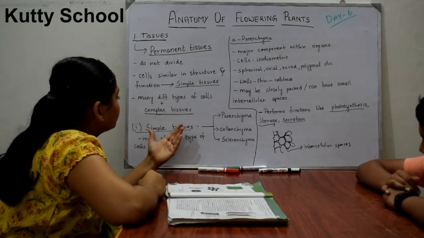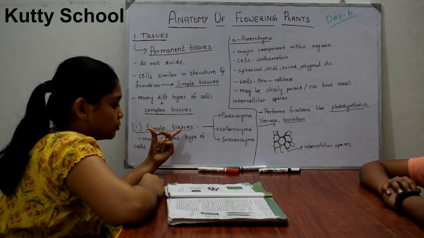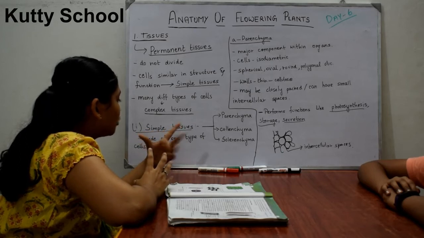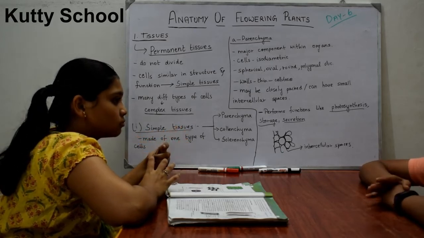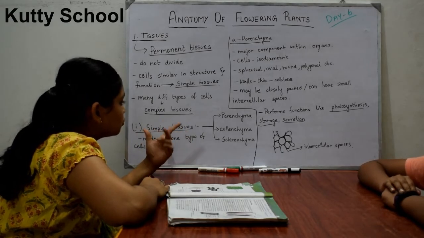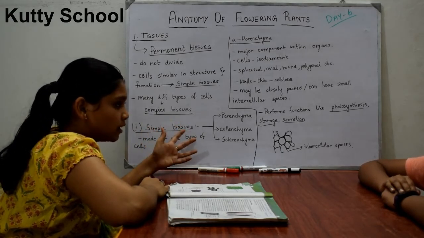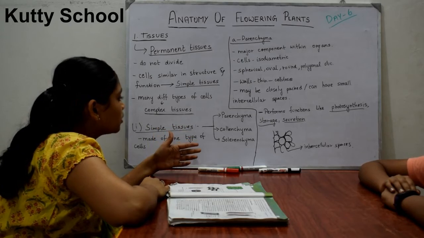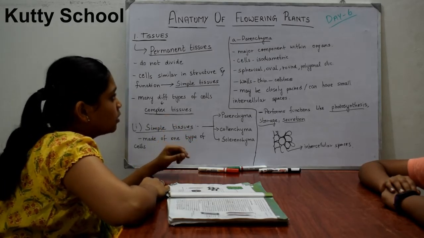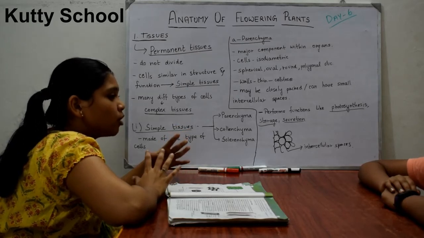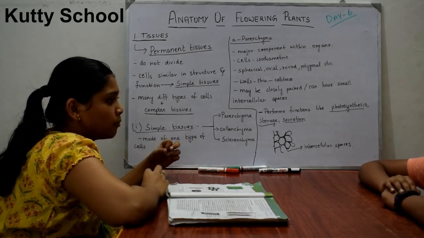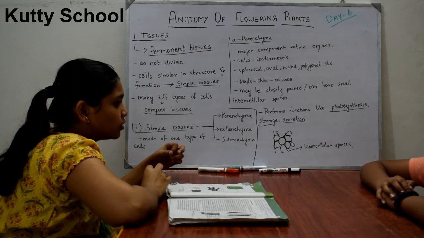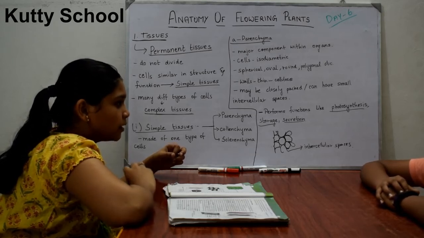Simple tissues are made of one type of cells. They are categorized into three categories: parenchyma, collenchyma, and sclerenchyma. First we are going to see parenchyma. The majority of the tissue in the organs of plants is made up of parenchyma cells.